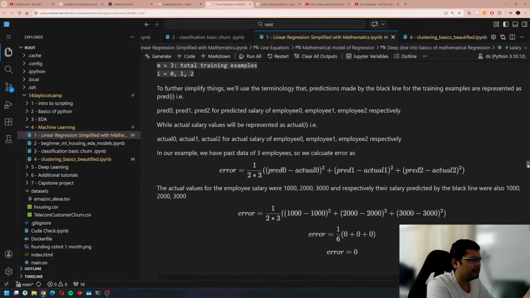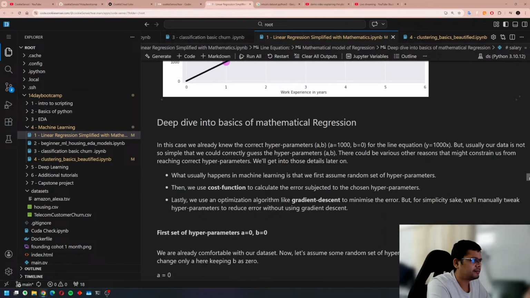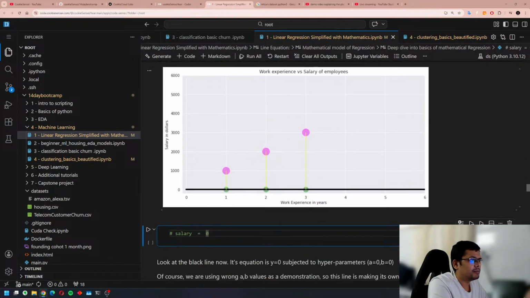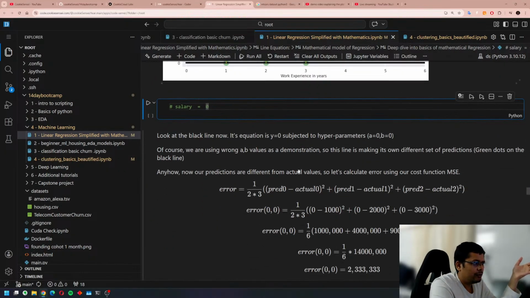So let's calculate it first to get a gist of it. There are three training examples, meaning there are three rows. There are three data points that I have to calculate the error for, right? So 1 over 2 multiplied by 3. I'm taking 1 over 2 because I'm going to take the error square. If I go a little bit technical, if you take the differentiation of x square, that becomes 2x.